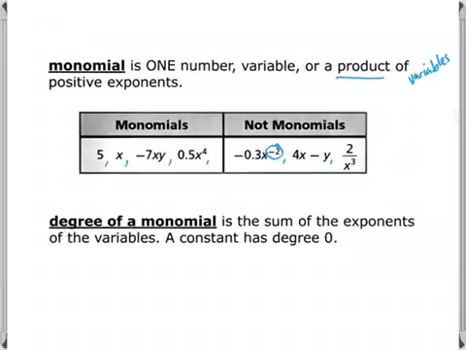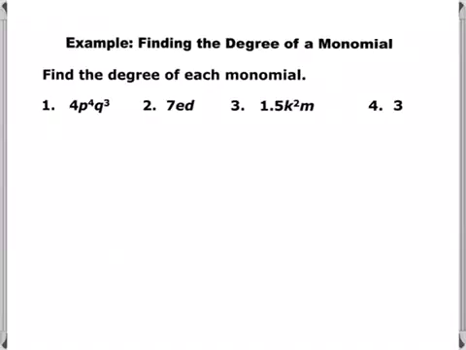The degree of a monomial is the sum of the exponents of the variables. A constant, or in this case a single number, like 5, has a degree of 0. So in our first 4 examples, they just want us to find the degree of each monomial. In example 1, we're just going to add the exponent pieces. So 4 plus 3 is 7, so this has a degree of 7.